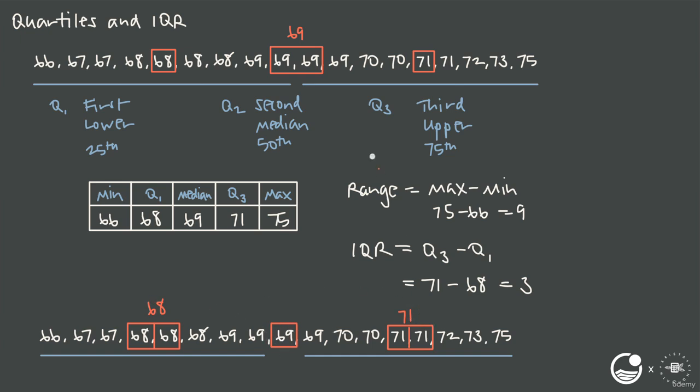Sometimes the method for an even number of data points will have us calculate this median and then include this median as if we had an extra value of 69 right here, and then go ahead and find the lower and upper quartiles. So there are slight differences, but as you can imagine, they're always going to produce fairly similar results.